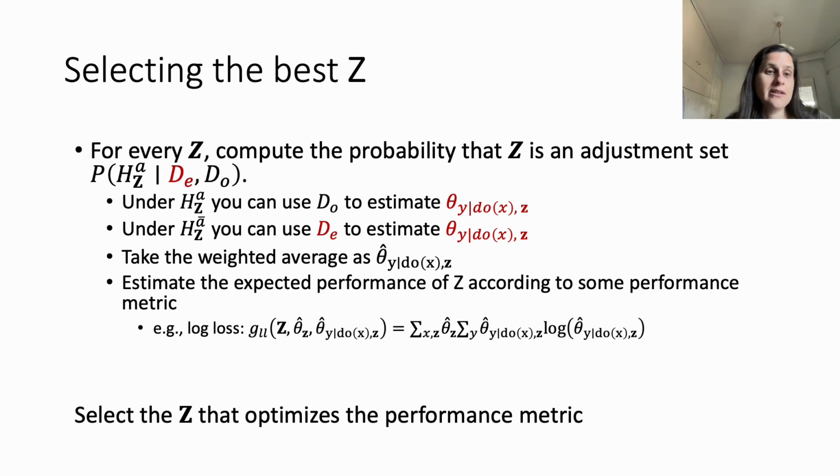And the idea is that for every Z, we have an estimate for these parameters for predicting Y given do of X. And we can select the best Z by estimating the Z that maximizes some expected performance according to some performance metric. So here, for example, we used log loss, and assuming that we have a multinomial distribution, we can compute the expected log loss and select the Z that optimizes this performance metric. We have some other performance metrics in our paper as well.